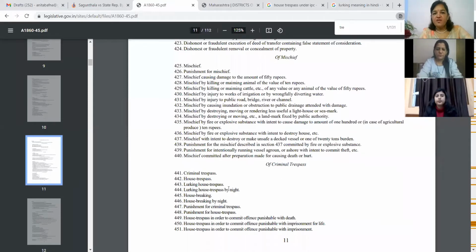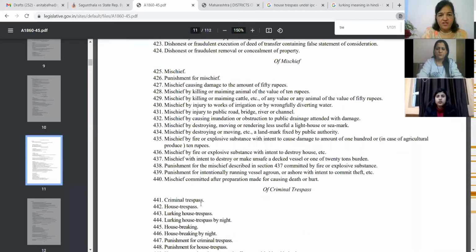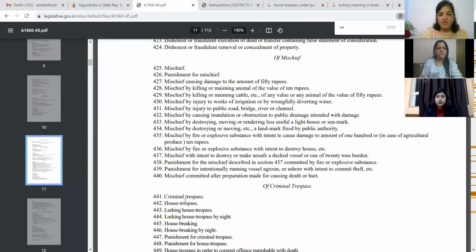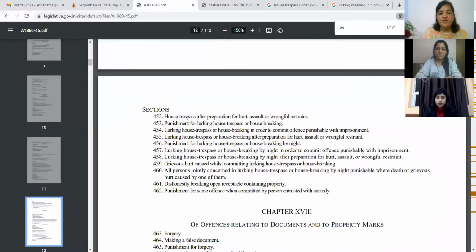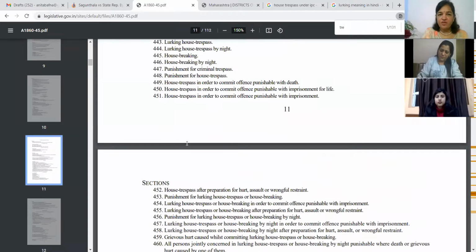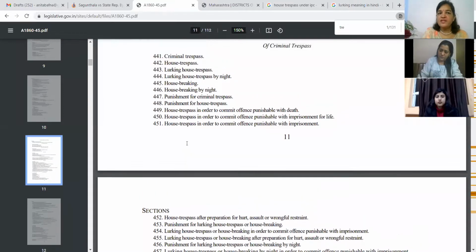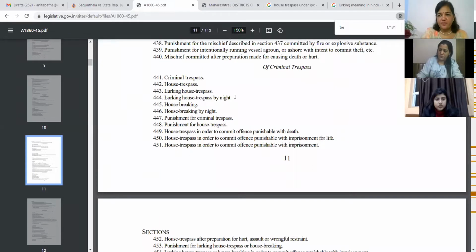Now here, Section 441. From there till 462, almost 22 sections, I believe. I've not counted, but more than 20 sections are there. We won't be able to cover all these sections today, but I'll be trying to cover a few of these sections to give you a basic understanding of criminal trespass.